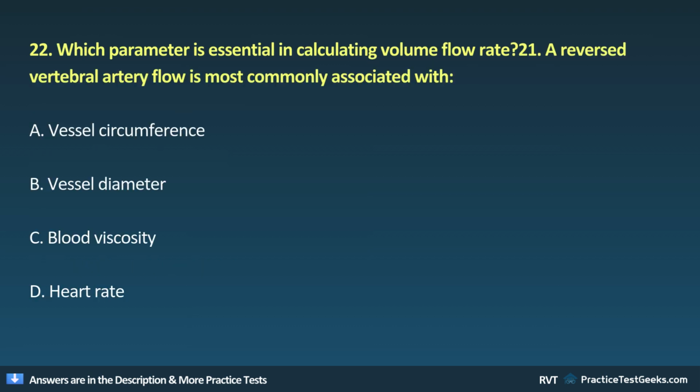22. Which parameter is essential in calculating volume flow rate? A. Vessel circumference. B. Vessel diameter. C. Blood viscosity. D. Heart rate.